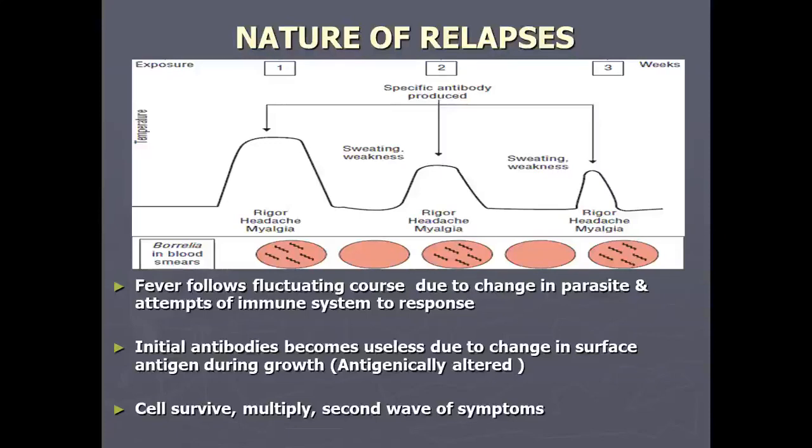Now, the initial antibodies become useless because there is a change in the surface antigen during growth. This means that in the second phase, we have antigenically altered cells. That's why the antibodies produced in the first phase are not effective in the second phase, and the antibodies produced in the second phase are not effective in the third phase. So the cells survive, they multiply, and then they move on to the second stage of the disease.